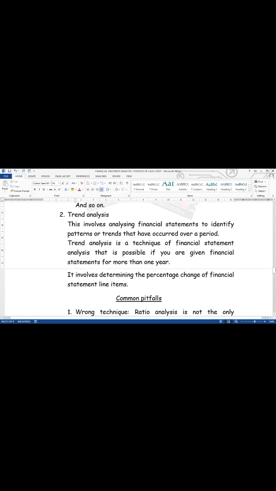Okay. So the second major technique is the trend analysis. This involves analyzing financial statements to identify patterns or trends that have occurred over a period of time.